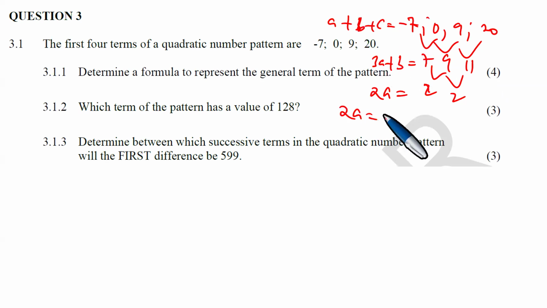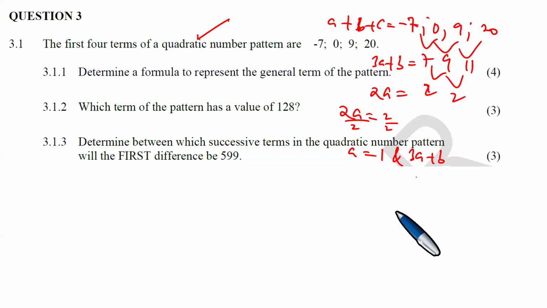So if 2a equals 2, you divide both left and right by 2, getting a equals 1. After having obtained a equals 1, we use the fact that 3a plus b... remember we're dealing with the quadratic number pattern. So 3a plus b equals the first term of the first differences. These are the first differences, and these are the second differences.